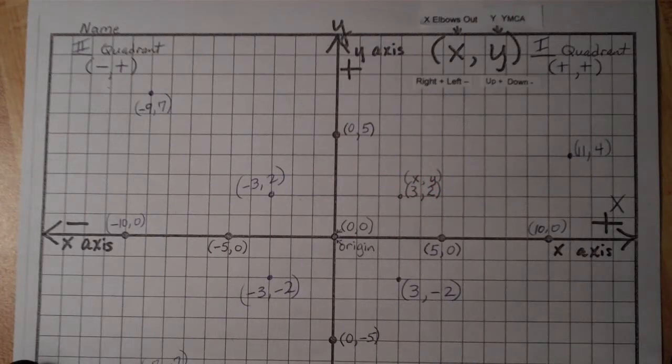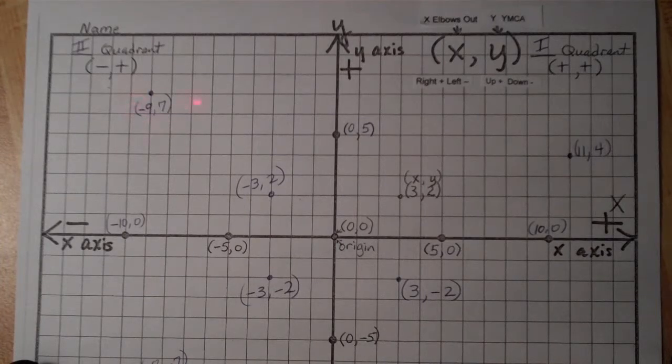Locating another point in the first quadrant. This is called the first quadrant. In the first quadrant, both numbers are positive. If we located the point 11, 4, we would go over 11, 5, 10, 11, and up 4, 1, 2, 3, 4. So in the first quadrant, both numbers are positive.